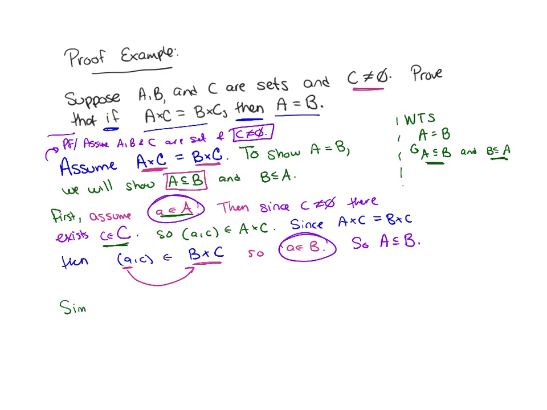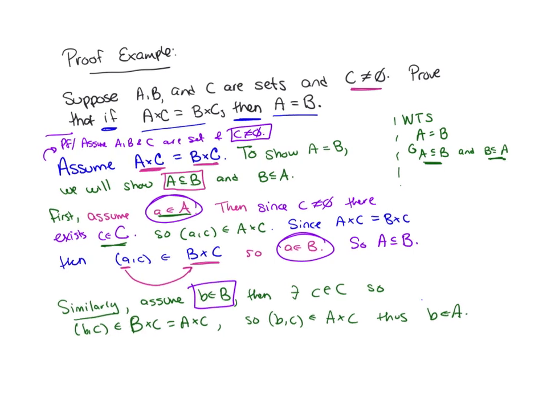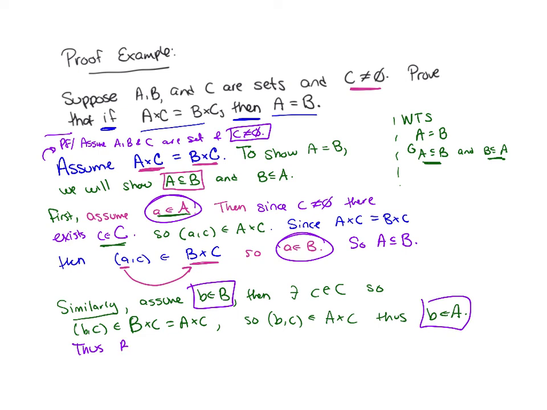Now similarly, I can go back the other way, assume b is in B, then there exists some c in C, so we get (b, c) in B cross C, which is equal to A cross C, so (b, c) is an element of A cross C, thus b is in A. So I started with an arbitrary element in B, I concluded it was in A, thus B is a subset of A, and then finally, since A is a subset of B and B is a subset of A, we can conclude that A is equal to B.